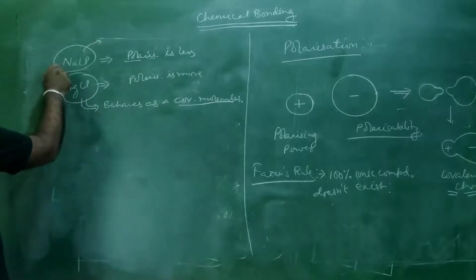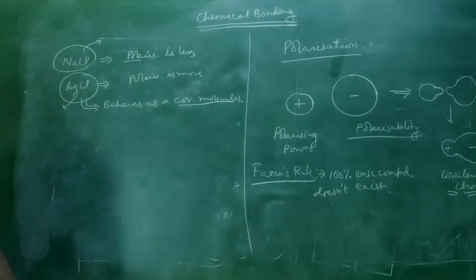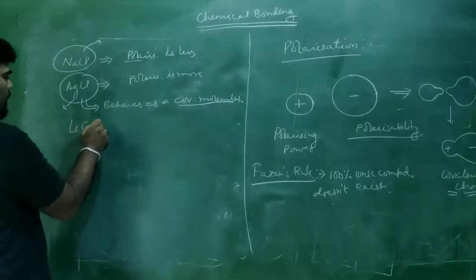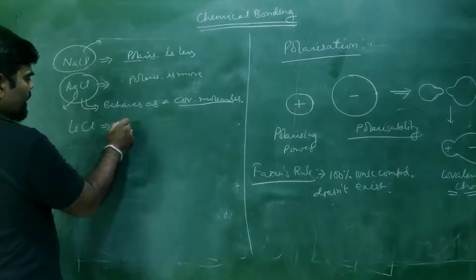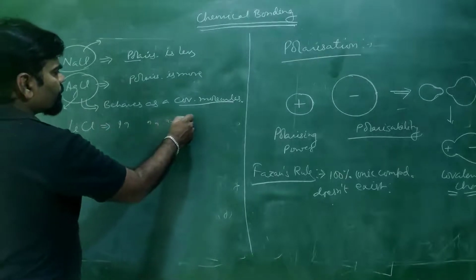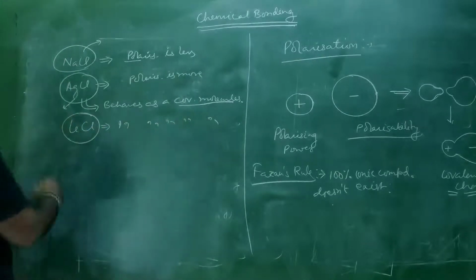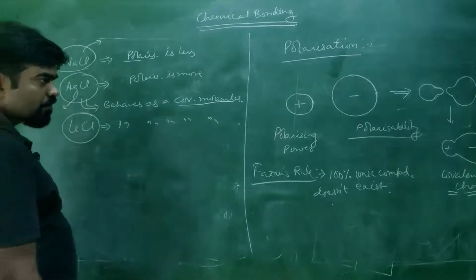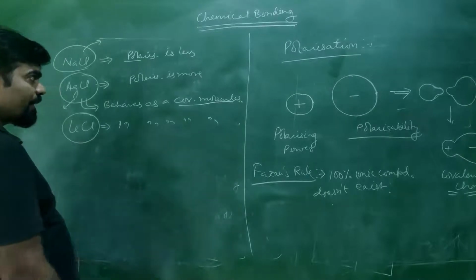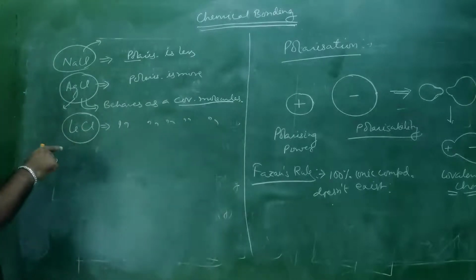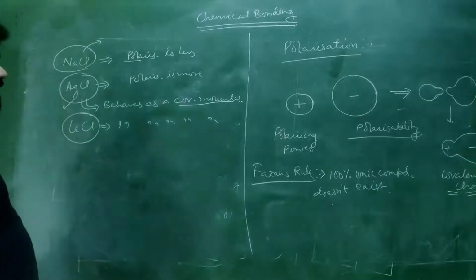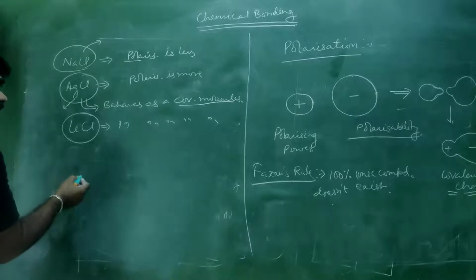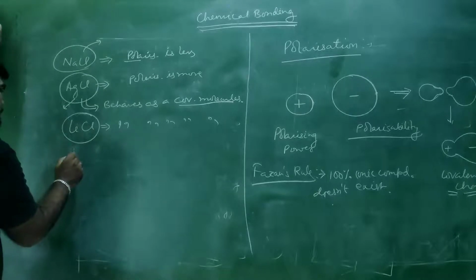And therefore, NaCl is soluble in water, while AgCl remains insoluble in water. Similarly, lithium chloride behaves as a covalent molecule. It remains insoluble in water but is soluble in organic solvent, like covalent molecules. So this is all about polarization, which will disturb their original character. Polarization depends upon many other factors.